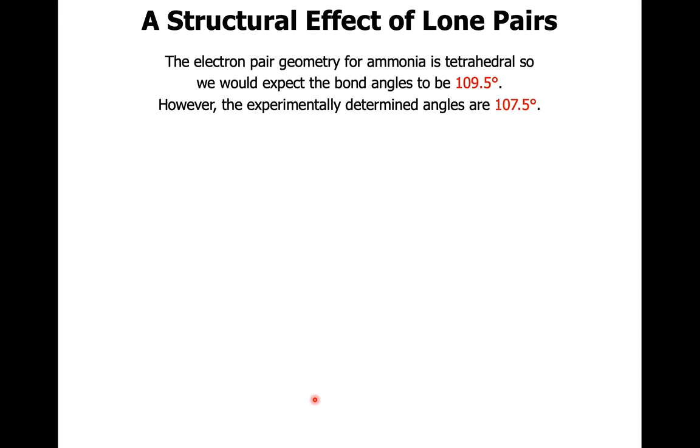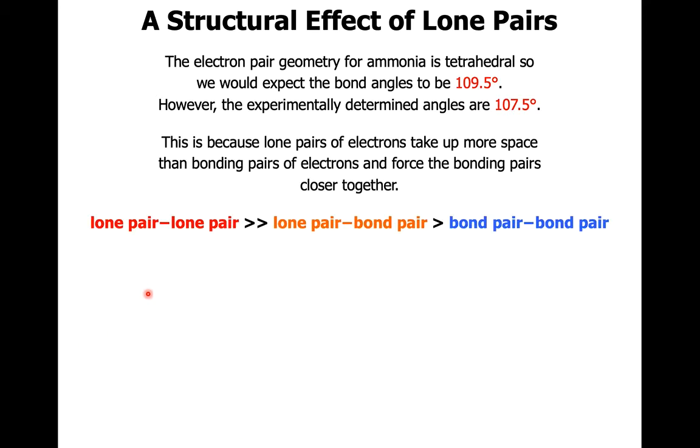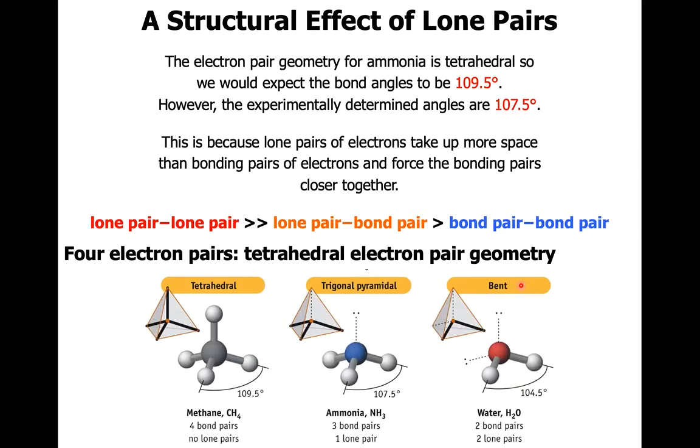It ends up that we have, and often we don't talk about this in general chemistry, a structural effect of lone pairs. As we said, the lone pairs are bigger than the bonding pairs, and so what happens is they squeeze the bonds down together. Lone pair repulsions are larger than lone pair bond pair repulsions, and those are larger than bond pair repulsion. So check out what happens here. In a tetrahedron, if we have all 4 bond pairs, we get a perfect tetrahedron.